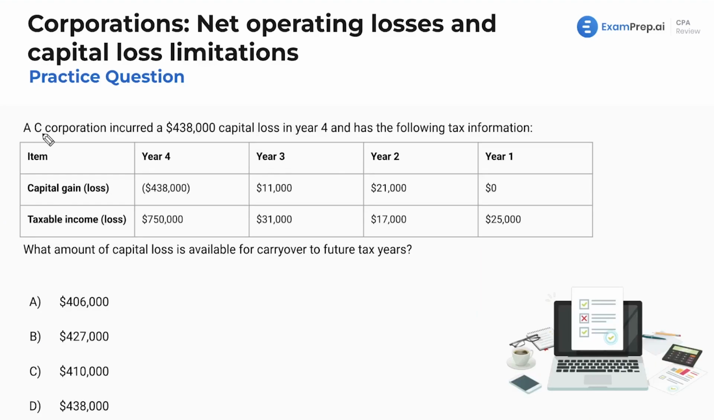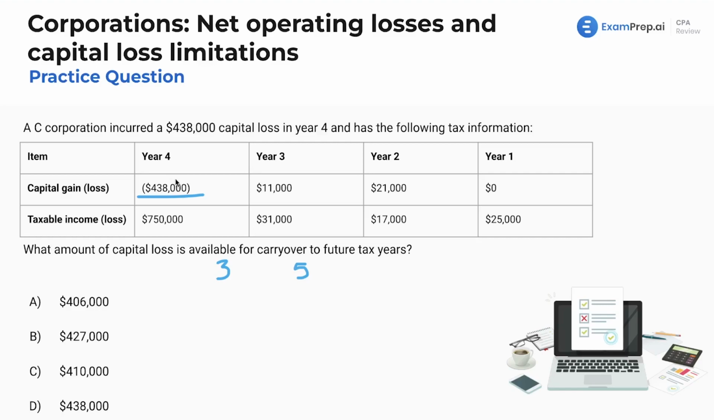Diving into our next question, we've got a C corporation that incurred a $438,000 capital loss in year 4. We see that right here. And we've got the following tax information. What amount of capital loss is available for carry over into future tax years? Great question. First, before we begin, let's write out our rules. For our capital loss carry forward and back rules, we can carry these losses back 3 years and forward 5 years. Now, this particular rule will not apply because if we see back 1, 2, 3 years, that's all we've got for information-wise, and we don't have any forward years.